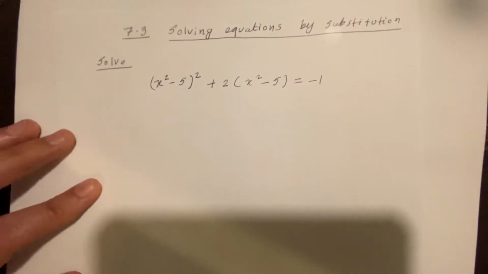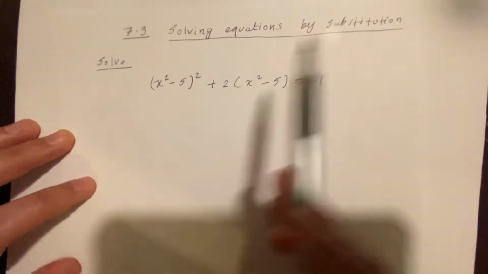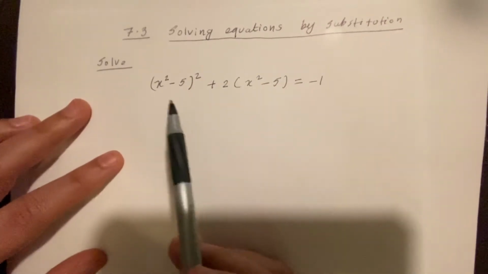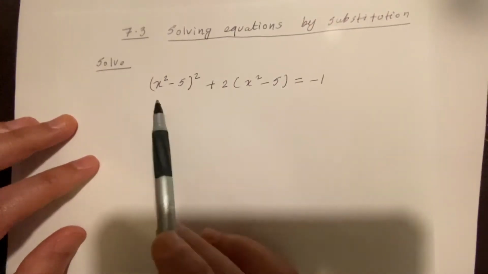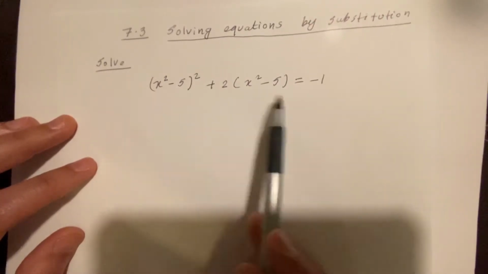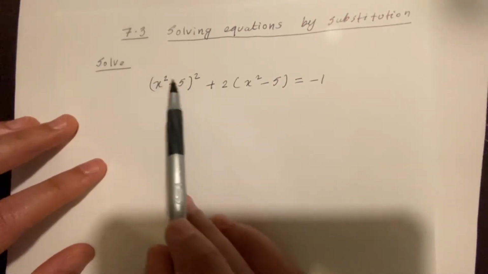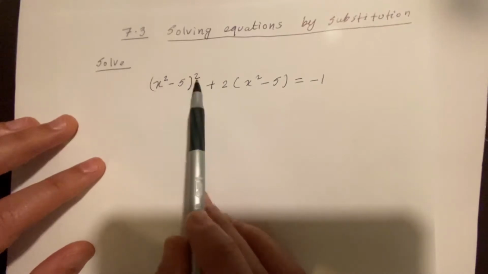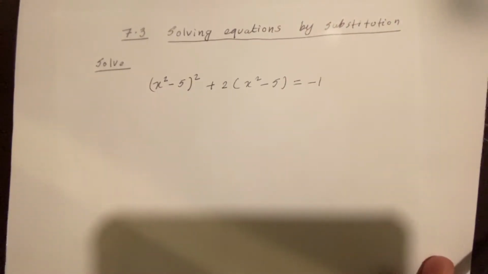Hello, this is section 7.3, which is about solving equations by the substitution method. In this section, we'll be solving an equation like this. When we see this, it looks complicated, with a square and another square. But there's a simple idea for this one.